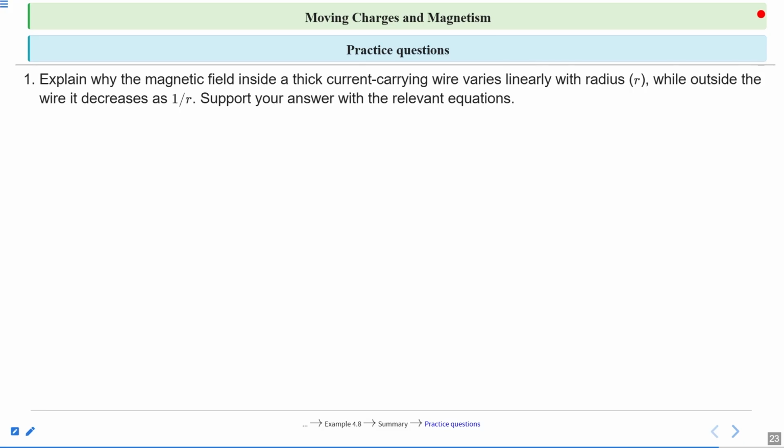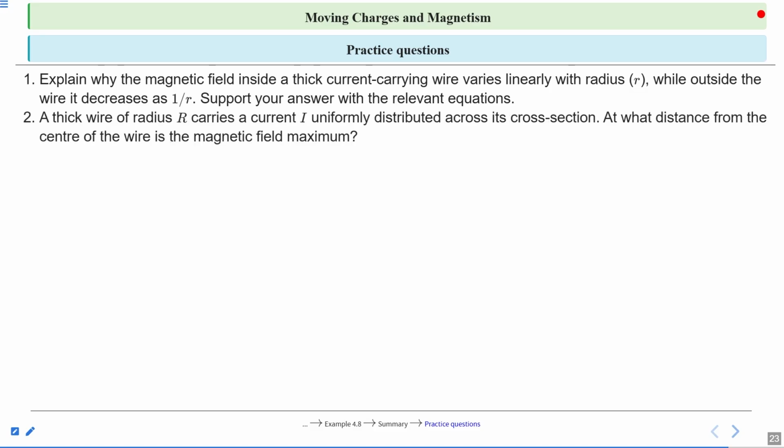There are some practice questions you are going to do yourself. Explain why the magnetic field inside a thick current carrying wire varies linearly with radius r, while outside the wire it decreases as 1 by r. Support your answer with the relevant equations. Second, a thick wire of radius R carries a current I uniformly distributed across its cross section. At what distance from the center of the wire is the magnetic field maximum? These two questions I have explained in the summary also.